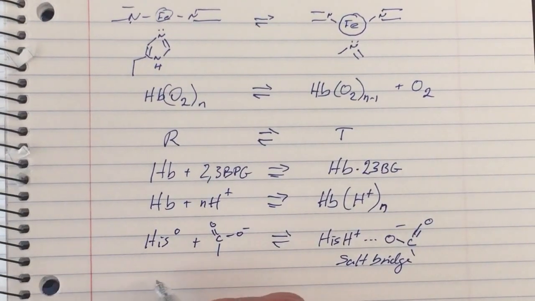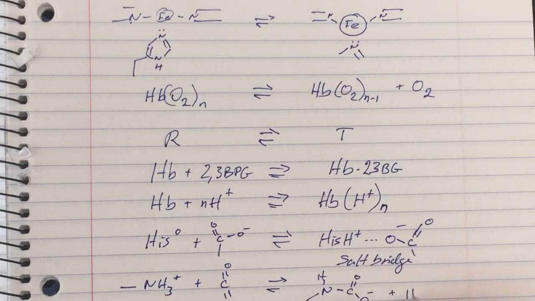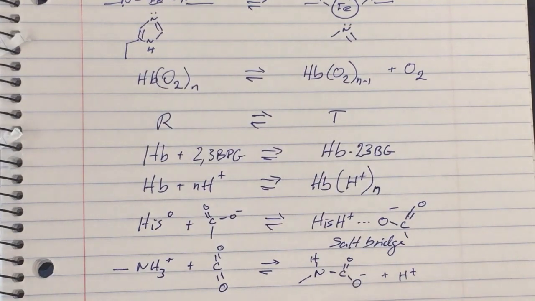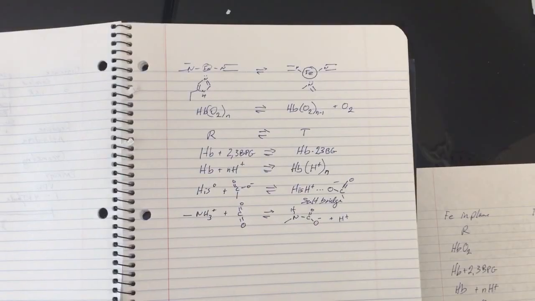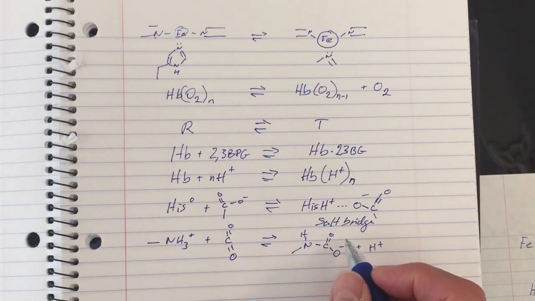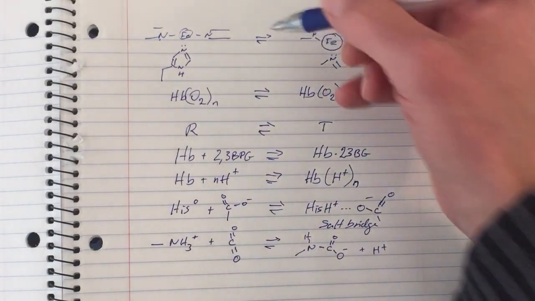And then there's one more to draw here, and that has to do with the uptake of carbon dioxide. So there's some primary amine that chemically reacts with the carbon dioxide to form a carbamate group, which has a negative charge. And these new negative charges in the carbamate are able to form additional salt bridges.